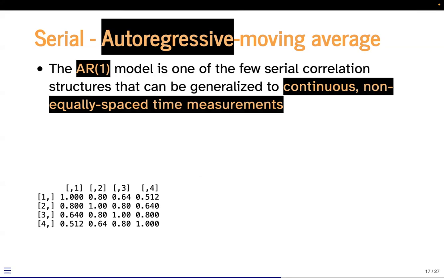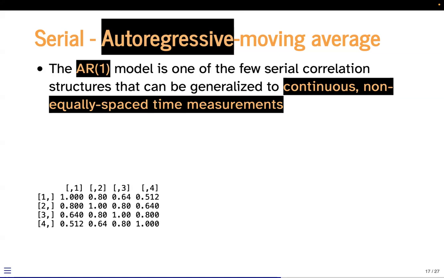So if we talk about the compound symmetry and the general structure, it needs the times to be integers and also to be equally spaced. So the interval between your times should be the same for all the times. Now the AR1 has some flexibility that allows you to use this when that condition is not met.